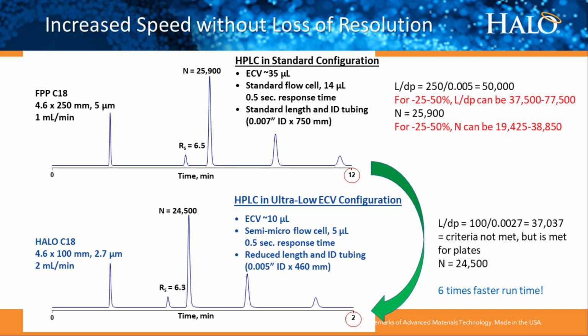If you calculate the L to dp ratio, it's slightly below where it could be with 37,000. Technically, it needed to be 37,500. But we are meeting the criteria for plates because that could be anywhere from 19,425 to 38,850. And you can see our plates were 24,500. So in terms of meeting the criteria, this example would meet it.